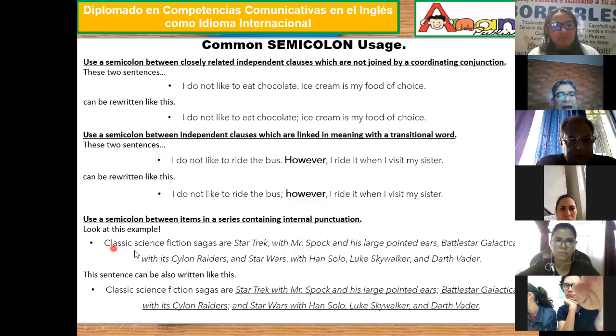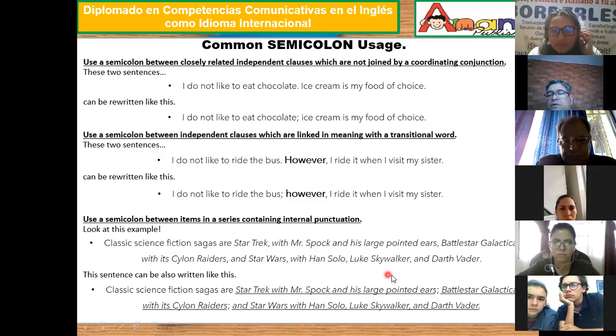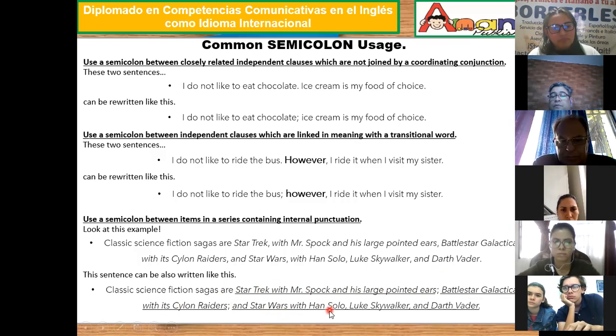Por ejemplo, classic science fiction sagas are Star Trek, comma, with Mr. Spock and his large pointed ears, Battlestar Galactica with the Cyclone Raiders, Star Wars with Han Solo, Luke Skywalker, and Darth Vader. Understand? Pero esta oración puede ser escrita también así: Classic science fiction sagas are Star Trek with Mr. Spock and his large pointed ears, porque todo esto se refiere a una sola misma cosa, coma, Battlestar Galactica with its Cyclone Raiders, semicolon, and Star Wars with Han Solo, comma, Luke Skywalker, comma, and Darth Vader.